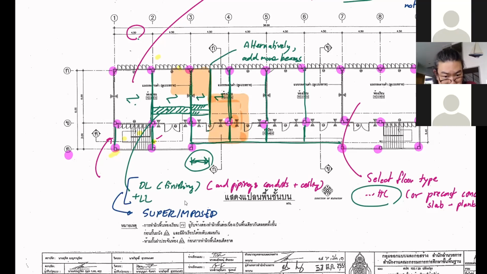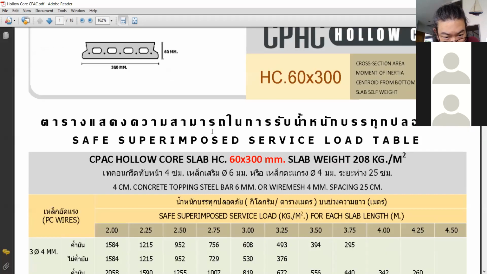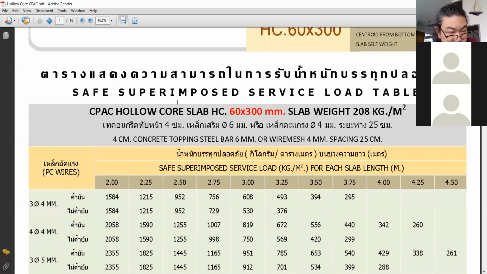So let me stop the share here, and I will share the screen with this picture. Okay, I have posted this one on our Facebook group already.